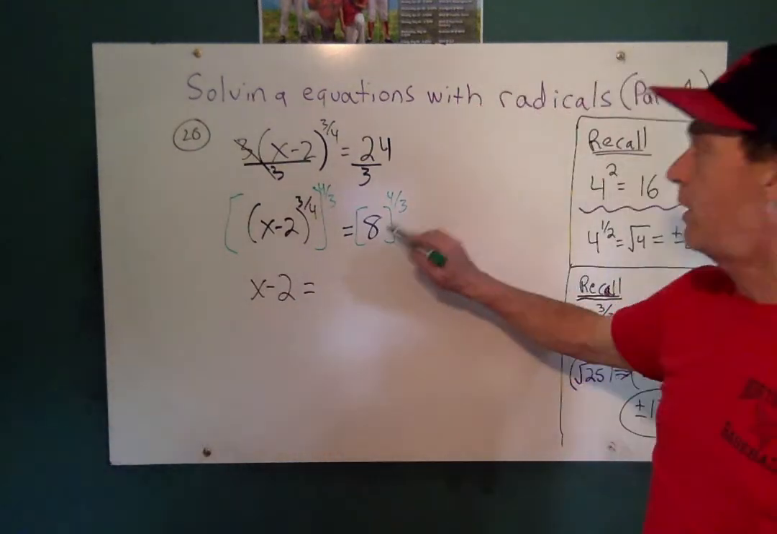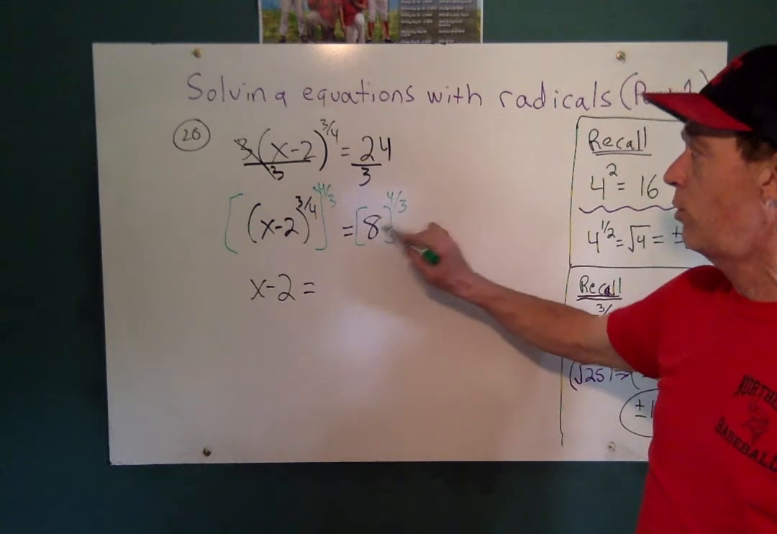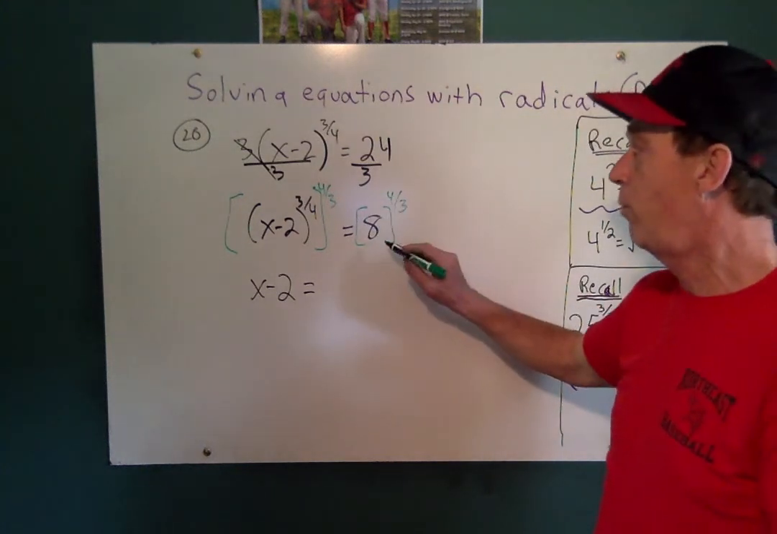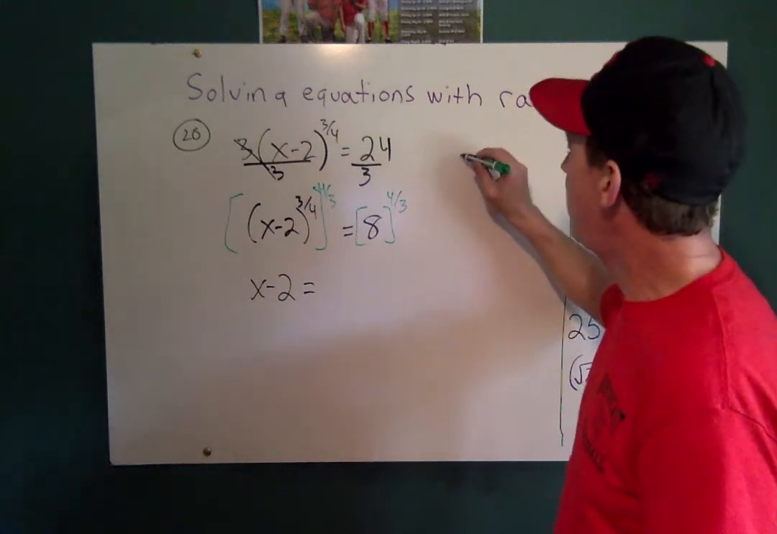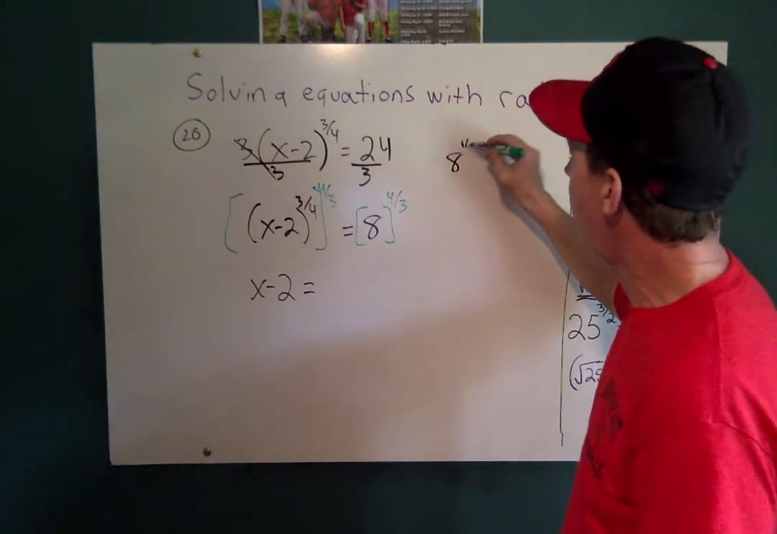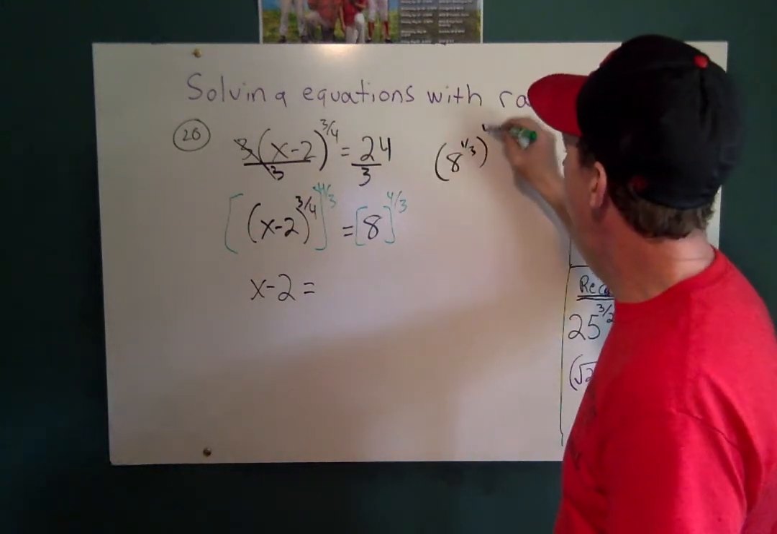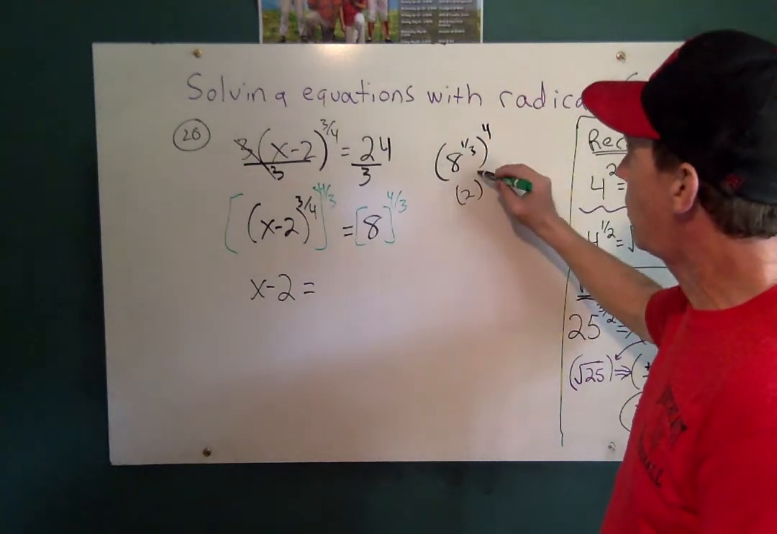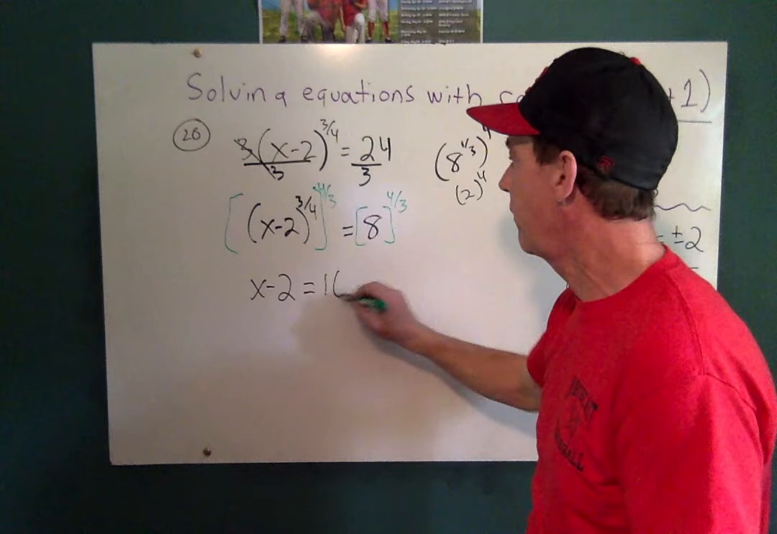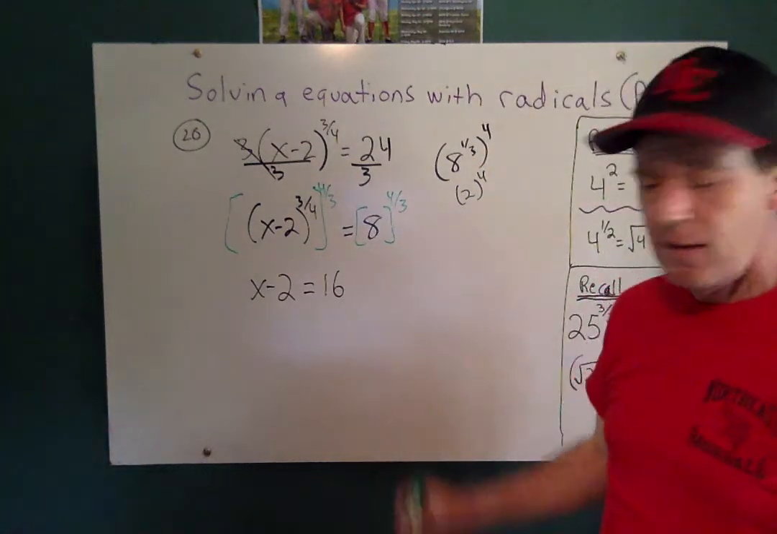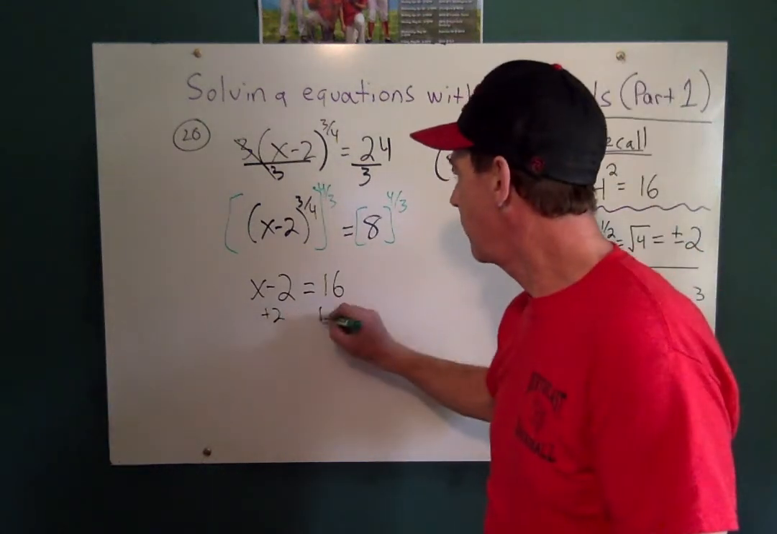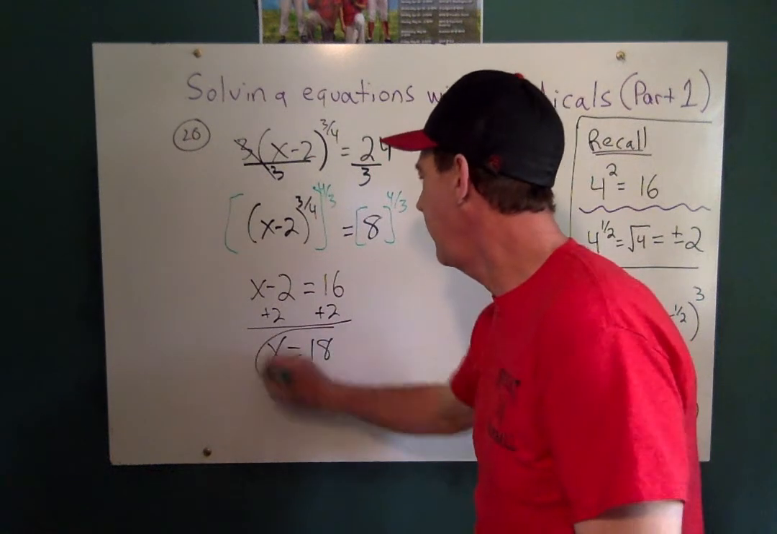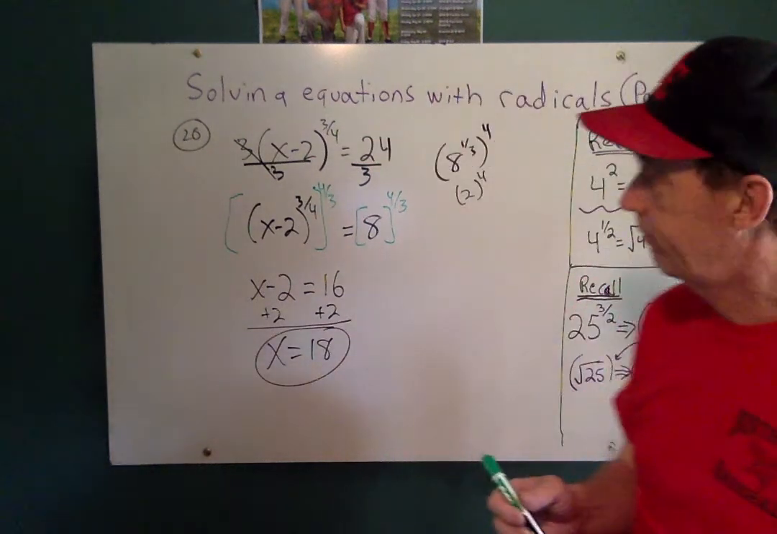And on this side, we can do the cube root of 8 first. We'll do the denominator first. That's 2. And then raise that 2 to the 4th power. So I'm basically doing the following. 8 to the 1/3 to the 4th. That's this, which is 2 to the 4th, which is 16. And then we add 2 to both sides. And we get 18 for x.